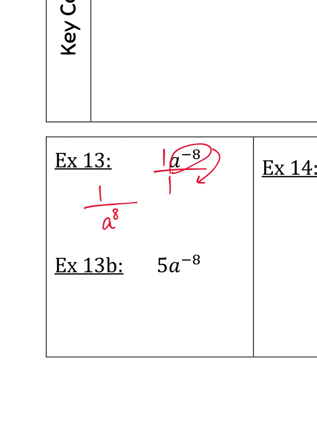Let's try example 13b. I'm going to turn this into a fraction. I'm going to circle my variable with my negative term, and I'm going to draw an arrow where I want it to go. Now I'm going to rewrite it as 5 all alone on the top, but on the bottom, I'm now going to have a to the 8th power. Got it?